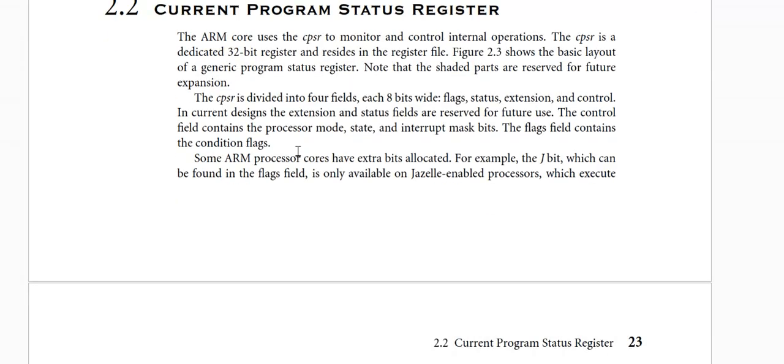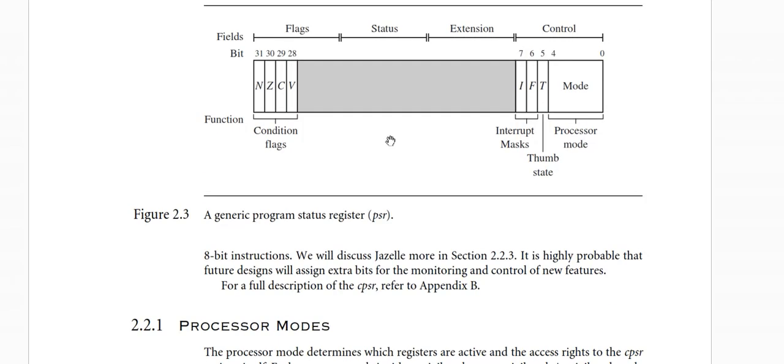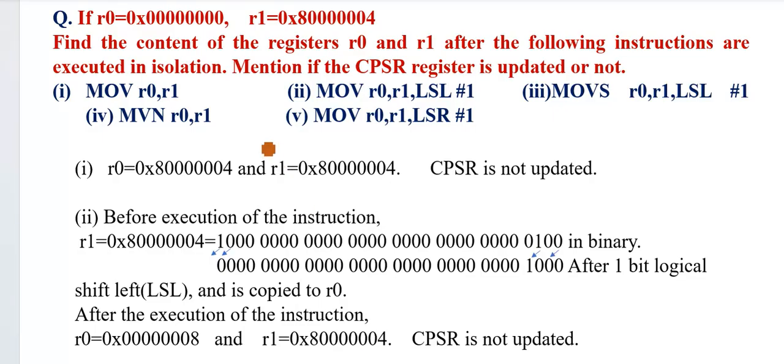This is the current program status register. The ARM core uses CPSR to monitor and control the internal operation. CPSR is a dedicated 32-bit register and resides in the register file. This is the layout of the current program status register, and this will be asked in theory also. Out of 32 bits, bit 28 is overflow, 29 is carry, 30 is zero flag, and 31 is negative flag. These are the flags. This is status, extension, and control. The interrupt mask bits are I and F, T is the Thumb state, and bits 0 to 4 indicate the mode of operation. Let me go to the first question now.